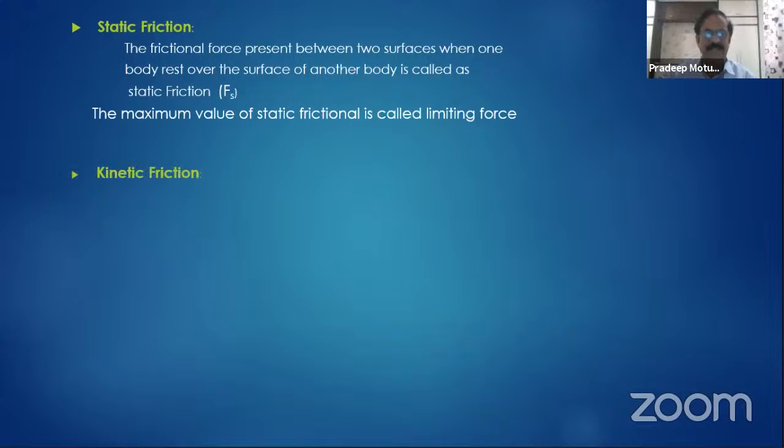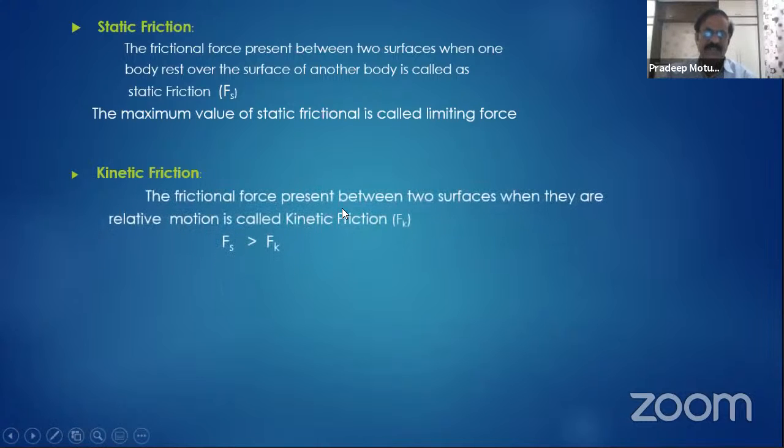Okay, next. The second one is kinetic friction. What is kinetic friction? The frictional force present between two surfaces when they are in relative motion is called kinetic friction. See, what is the difference between these two? When one body is at rest over the surface of another body, that is static friction. When there is relative motion, the frictional force that exists between the two surfaces is called kinetic friction.